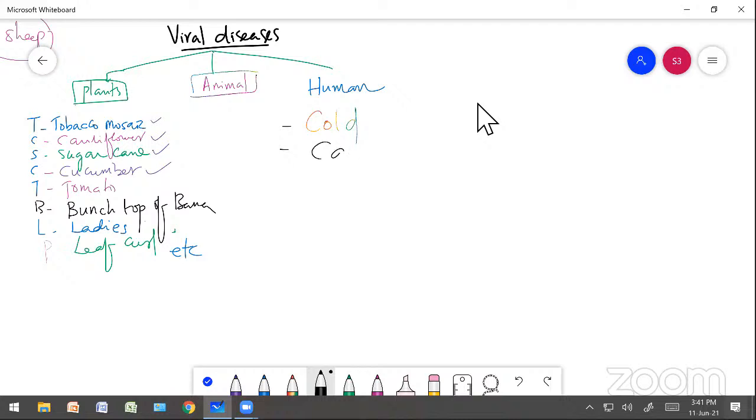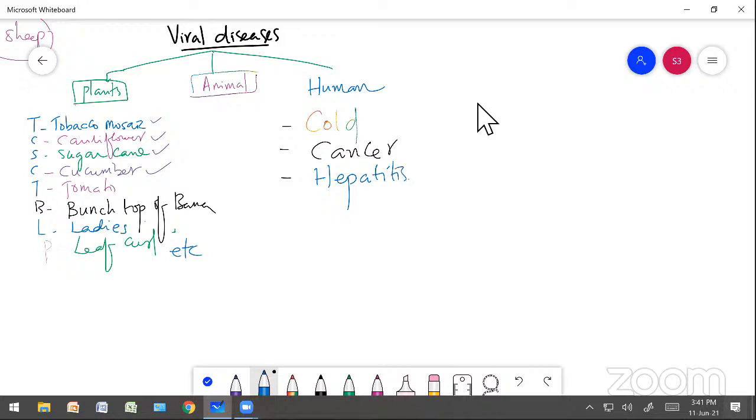Cancer. Cancer is of several types: skin cancer, blood cancer, so many types. You know cancer very well, right? It's an incurable disease. And the third one, hepatitis B virus.